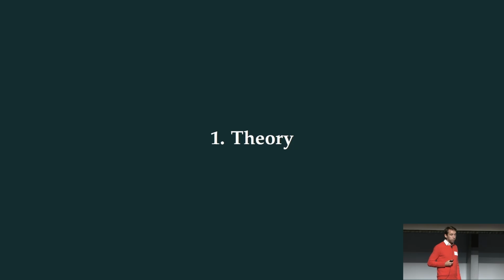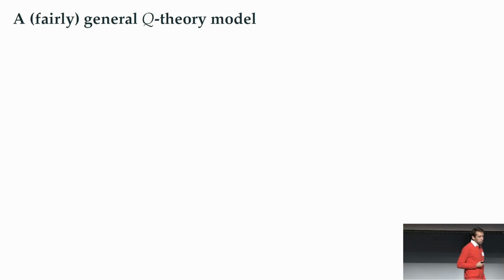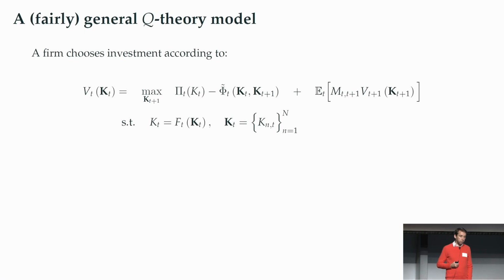Here are the equations, so bear with me. The model we're going to study is fairly simple. We try to keep it general, so it's clear that what we're finding doesn't depend on very sharp assumptions. So think of a firm. We're going to think of an all-equity-financed firm that chooses investment to maximize the following continuation value. The first term you see, pi of K_t minus phi tilde, is operating revenue pi minus the costs of investment. And then the thing in the expectation is the continuation value.